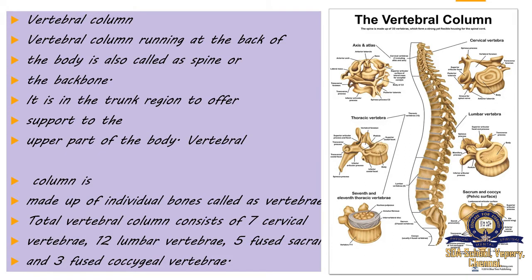When it is supporting our body, the total vertebral column consists of 7 cervical vertebrae and 12 thoracic vertebrae, and then 5 fused sacral and 3 fused coccygeal vertebrae. So we have vertebrae of different types. Lumbar means the lower horizontal side, and fused means they are combining with one another. The 3 fused coccygeal give a joint to the other bone. So these bones combine together and give structure to our body.